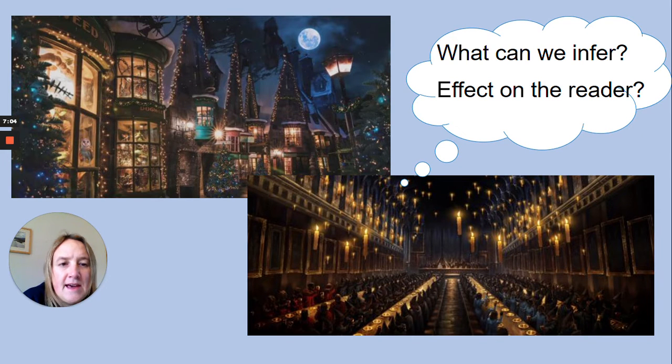I put 2 questions there. What can we infer from the setting? So when we have a description of a story, does it give me clues about what's going to happen in the story or the mood of the story? And in turn, what effect does it have on us as the reader? Are we made to like that setting, or are we afraid of that setting? Think of how a setting might be described in a ghost story, and it's made to make us feel scared, or to be scared of the unknown as to what might happen next.